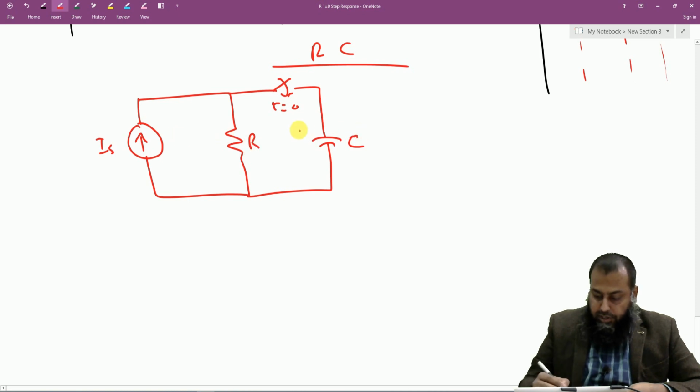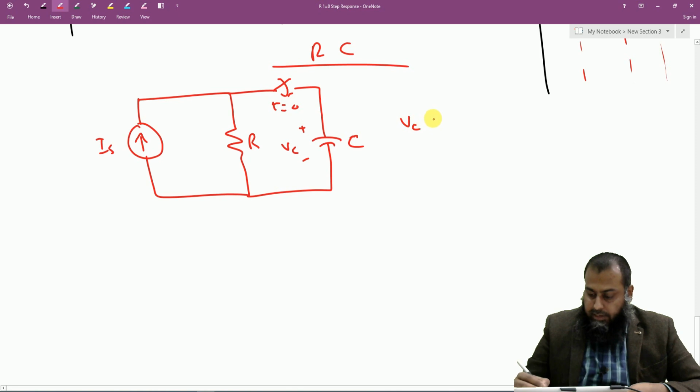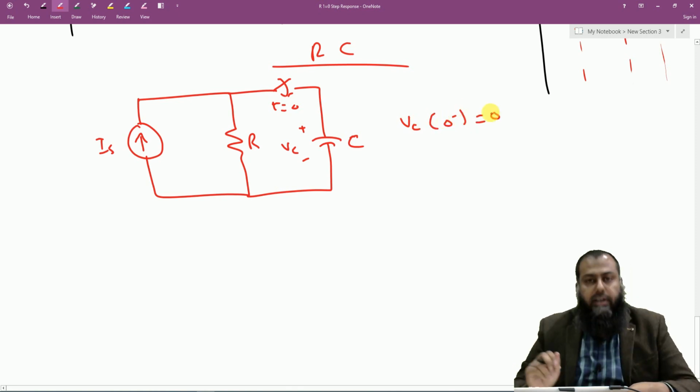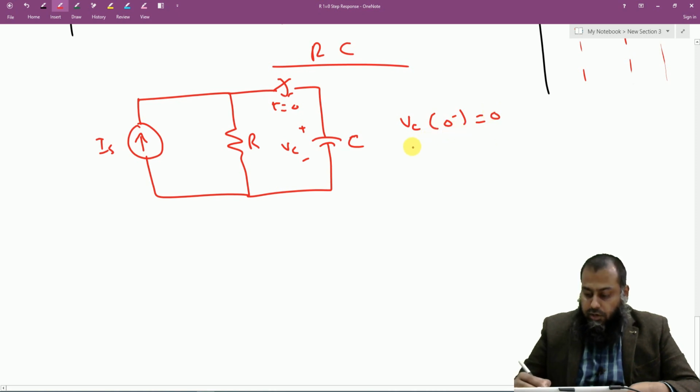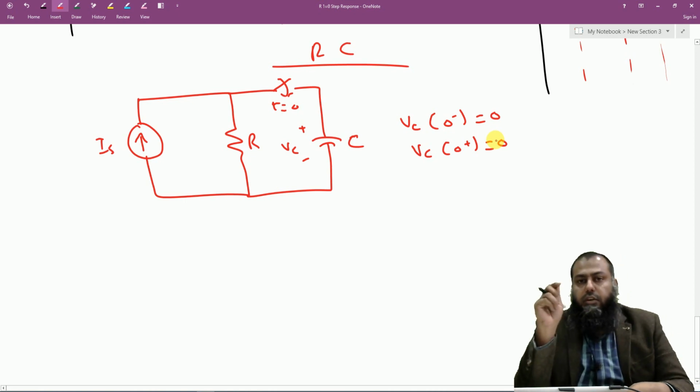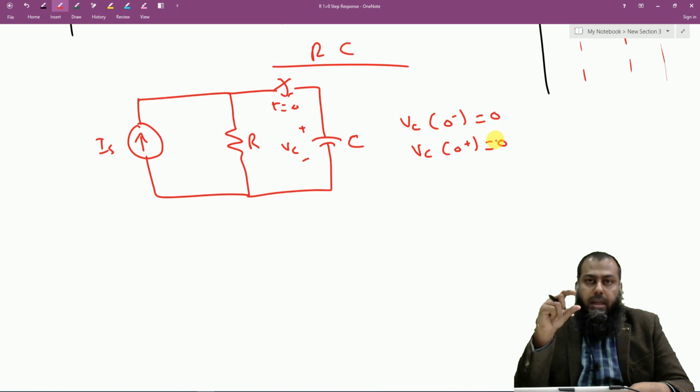So we have some voltage here. Let us say this is VC, and we also assume that VC(0-) is equal to 0. So we do not have any initial condition for this circuit as well. So VC(0-) is equal to 0, VC(0+) should also be equal to 0, owing to the property of a capacitor that it does not allow any instantaneous change in the voltage across itself.